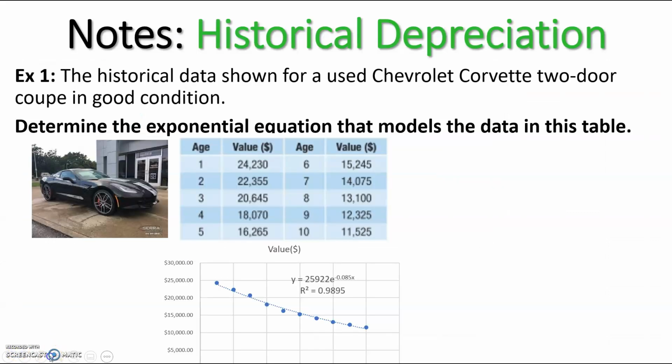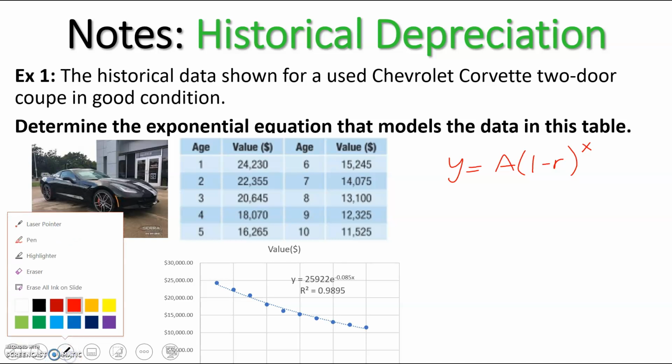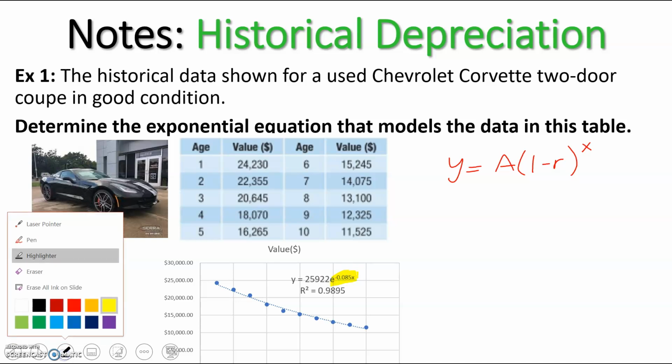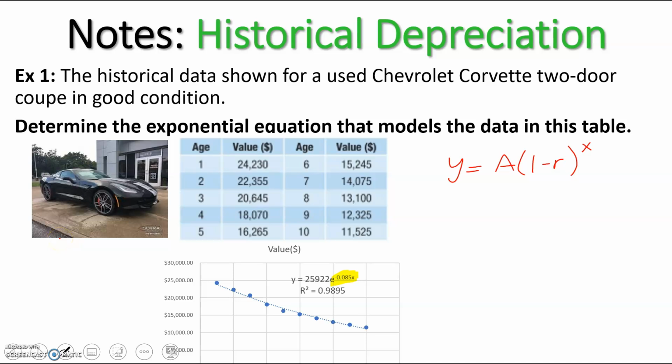All right, so we know that every exponential equation can be written in the form y is equal to a times 1 minus r to the power of x. So our objective here is to figure out what our r is and what our a is. For right now, because this part of our equation with the e has our power of x, we're going to associate it with our 1 minus r.